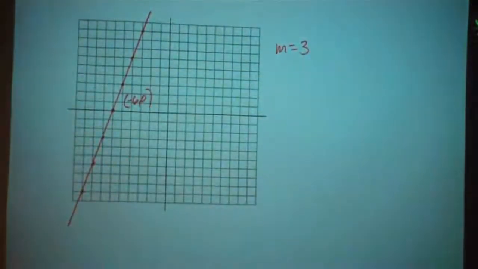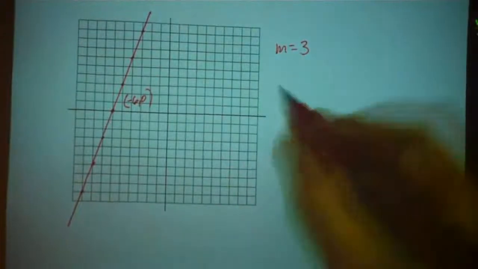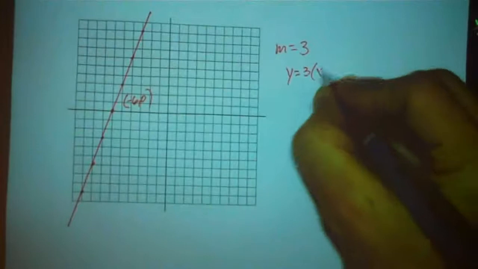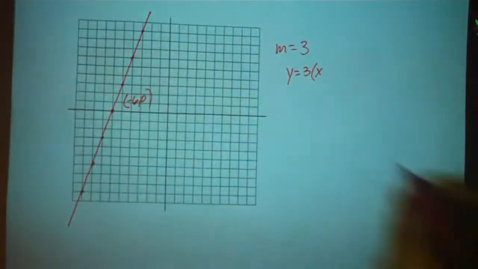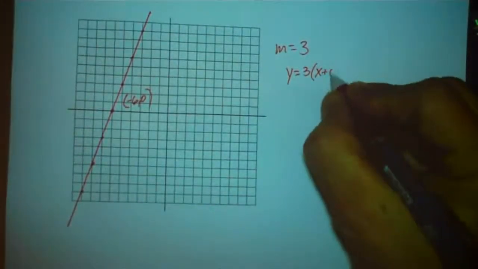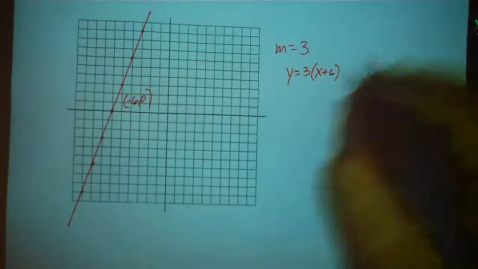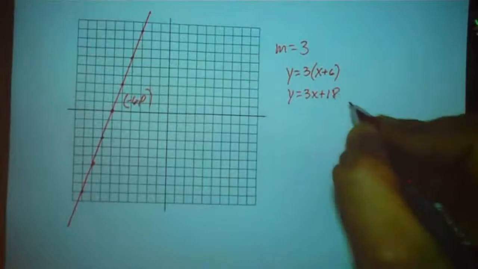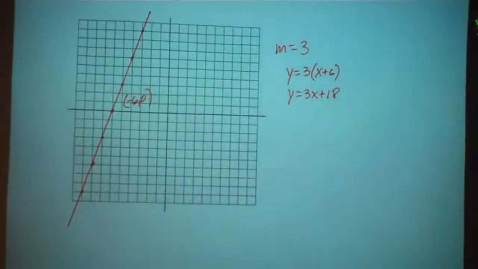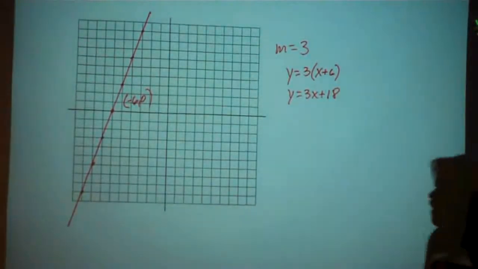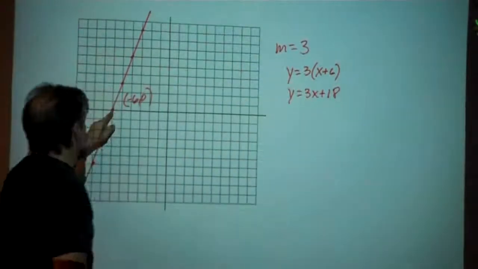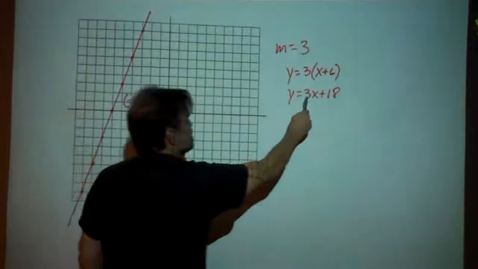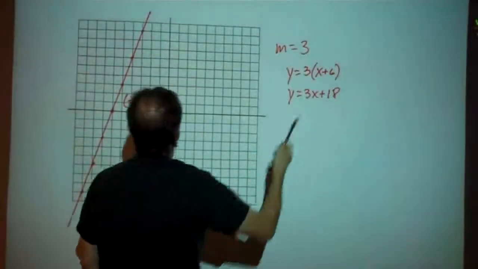Okay, well, using my new formula, that means y equals 3 times x minus negative 6, and I'm going to write that as x plus 6, or y equals 3x plus 18. Well, let's see if this is true. It's certainly true for this point right here, the point negative 6, 0, because 3 times negative 6 is negative 18 plus 18 is 0.